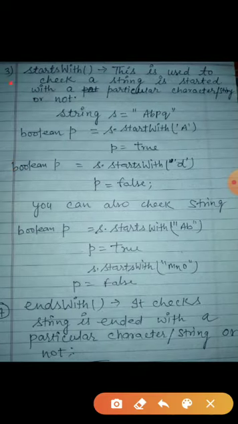This one is what? startsWith. This is the next important function of the string. It is used to check whether a given string starts with a particular character or string or not. Suppose your string is ABPQ, and you want to check if this string starts with A or not. So how will you check it? S dot startsWith A. I have written it in single quotes, which means A is a character. You can see this string starts with A. So what will go in P? True, because startsWith always returns a Boolean value. So P will be true.